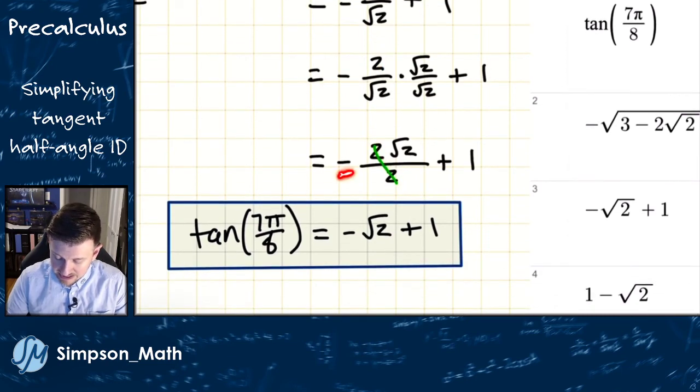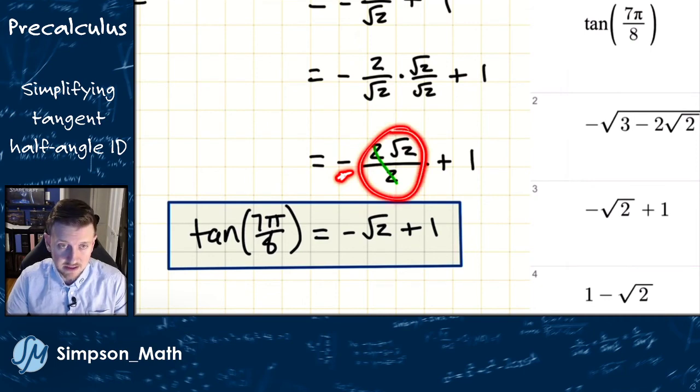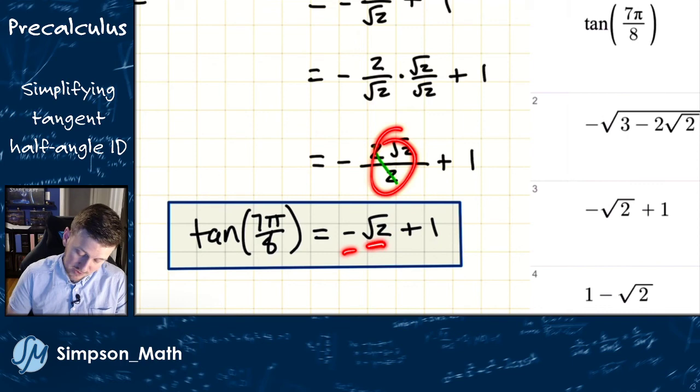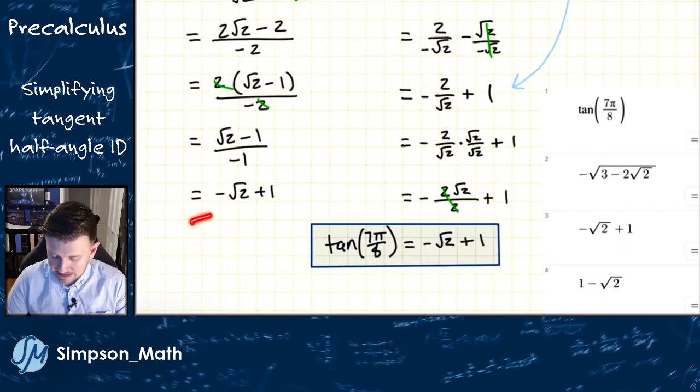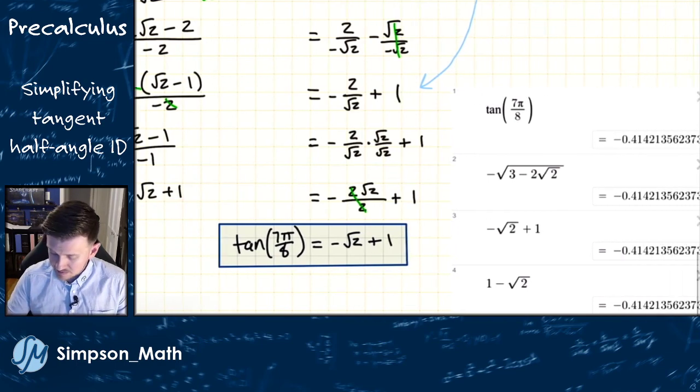So now we have a negative. This negative is only touching this first term. It's not distributing. So it's just this first term. So negative square root of 2 plus 1, which is what we saw a second ago. So we had three different answers. Let's kind of look at them.